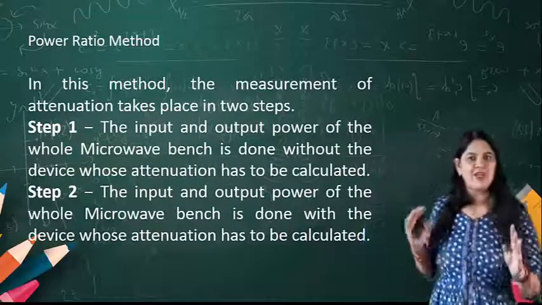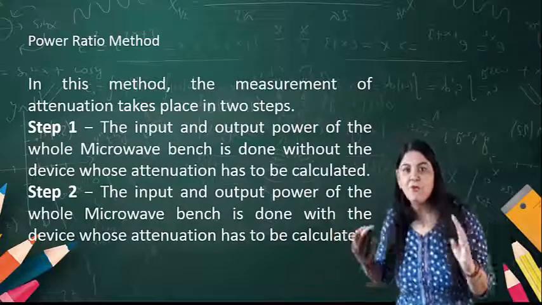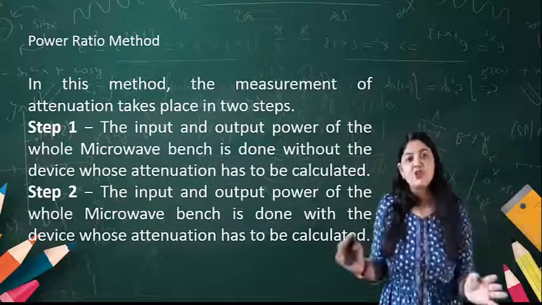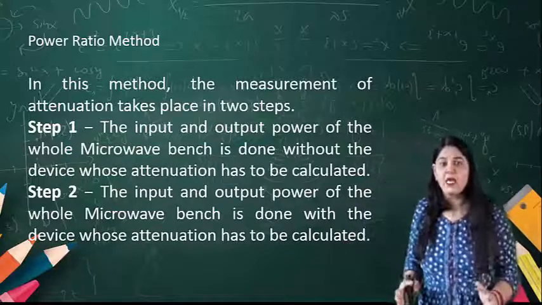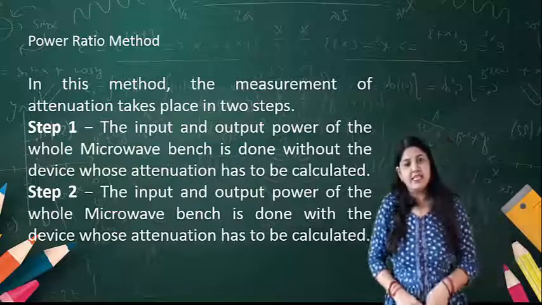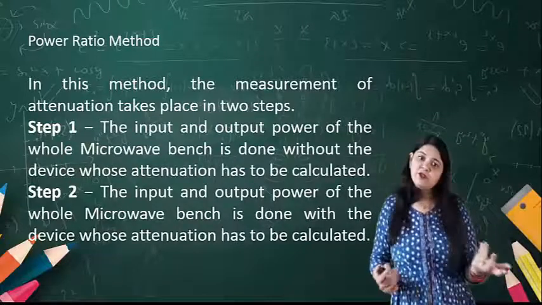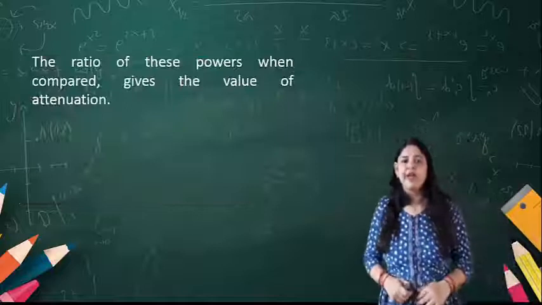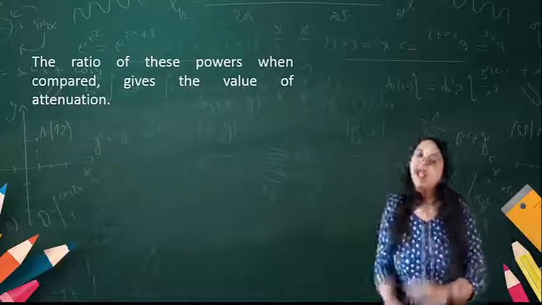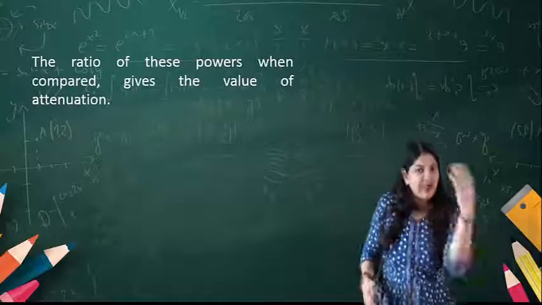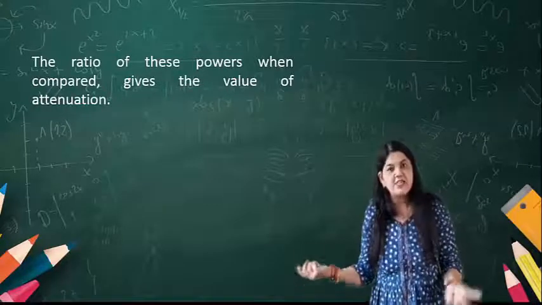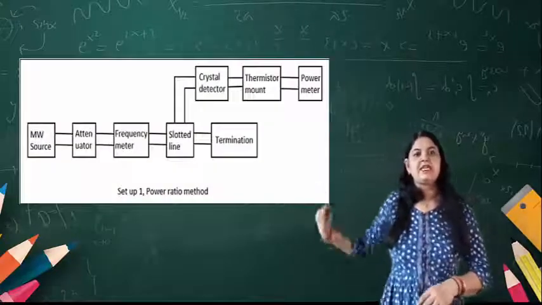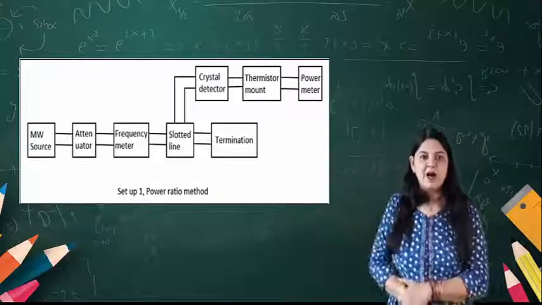Using the microwave bench, every time you want to perform the practical, initially you should not put the device under test. You have to find out the actual value. And by putting the device under test, you can compare the values and find the answer. So the ratio of the two powers, when compared, gives the value of the attenuation. One power without the device, the other power using the device, the ratio of both gives me the result of the attenuation.